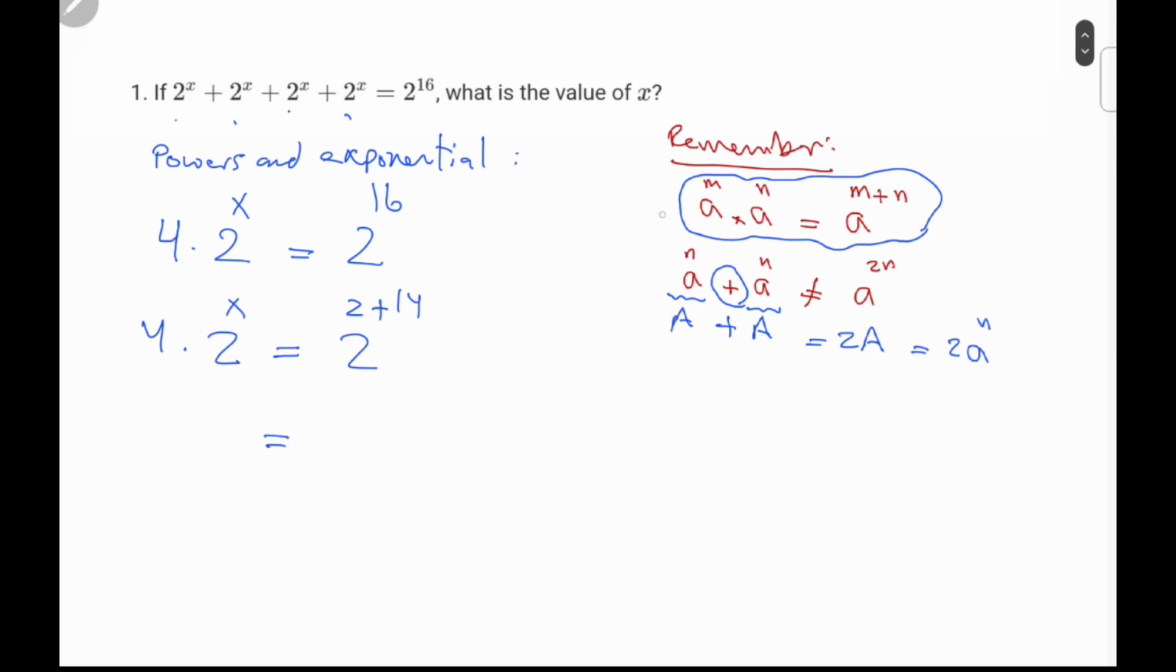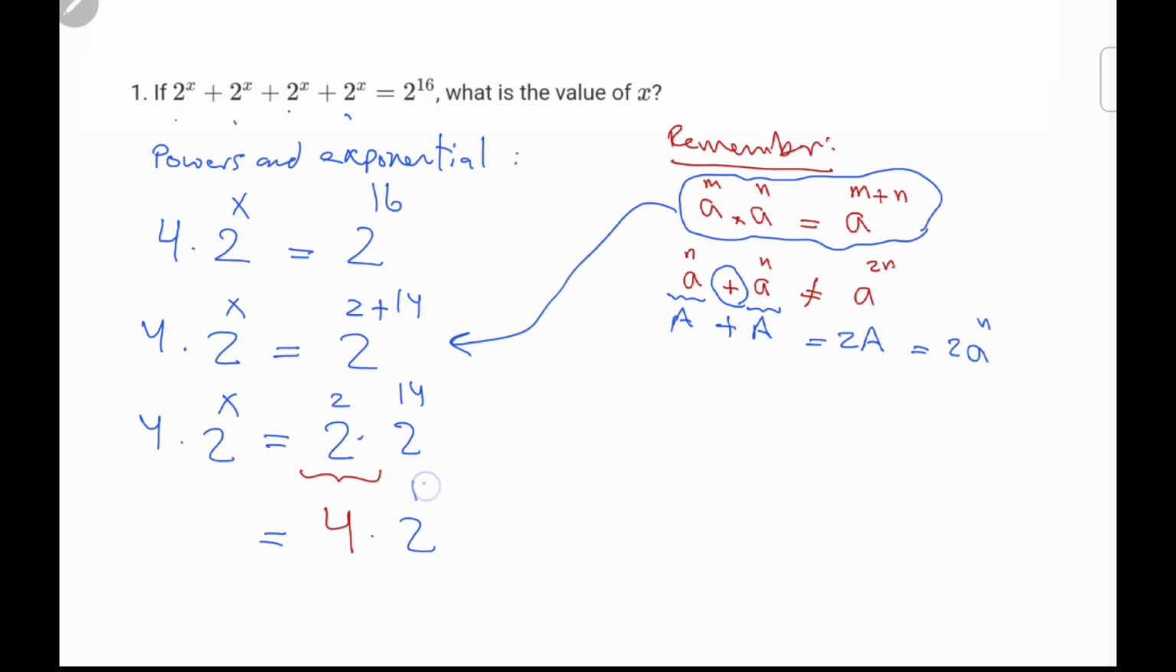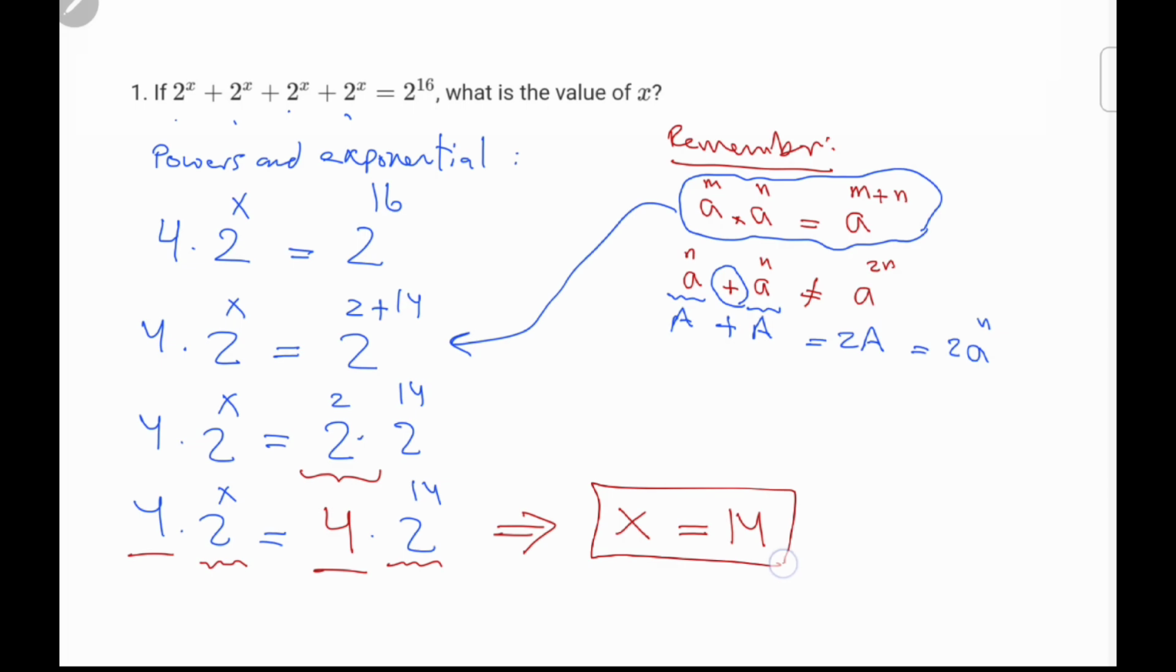Now, according to this property, we can separate this into 2 to the power of 2 times 2 to the power of 14, and this will be 4 times 2 to the power of x. Now 2 to the power of 2 is just 4. So 4 times 2 to the power of 14 equal to 4 times 2 to the power of x. If you compare both sides, 4 and 4, 2 to the x and 2 to the 14, we can see clearly that for both sides of the equation to be equal, x must equal 14, and that's the answer.